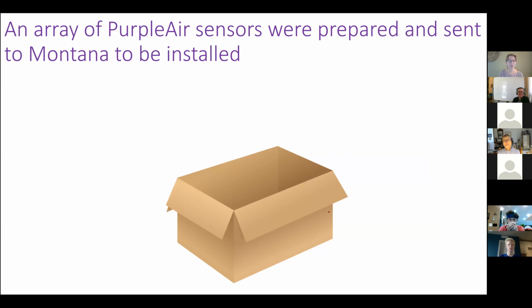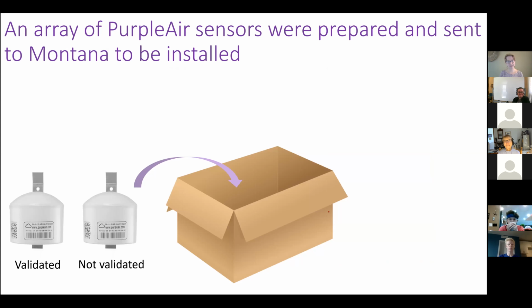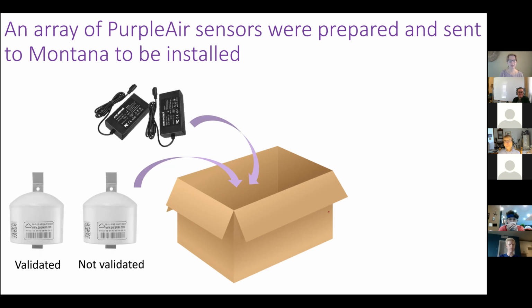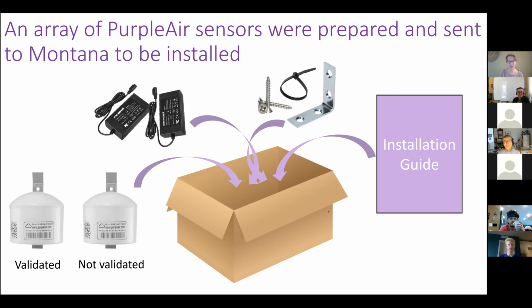To do this, we took pairs of validated and unvalidated sensors along with necessary supplies such as a power supply, materials to install the sensor, and an installation guide, and we sent them off to family and friends of Deanna's who live in Montana.